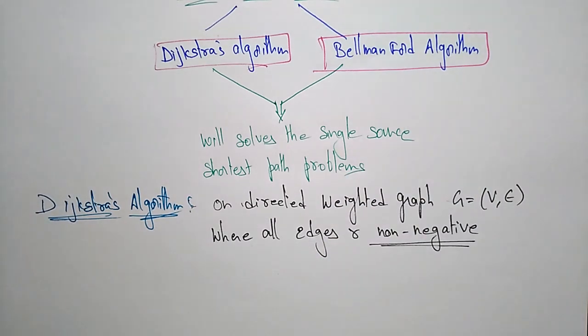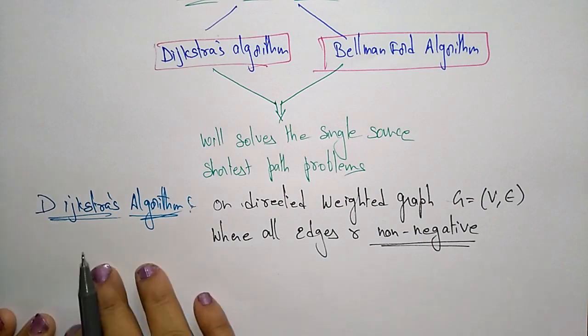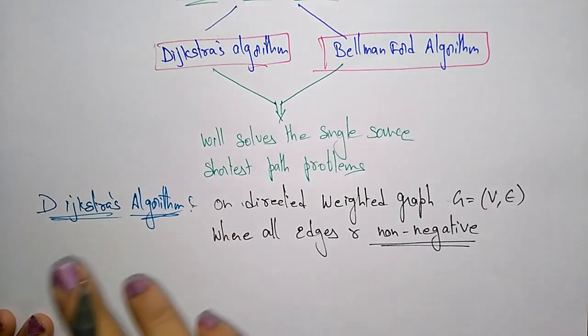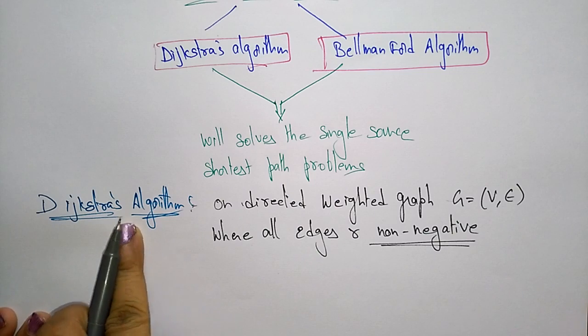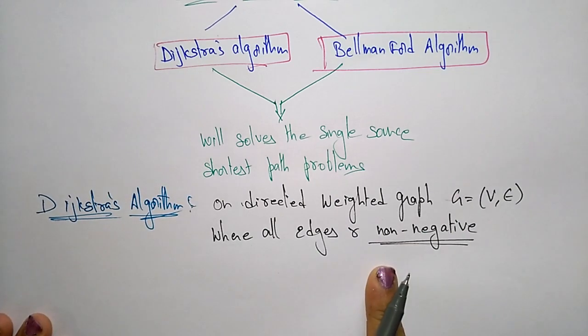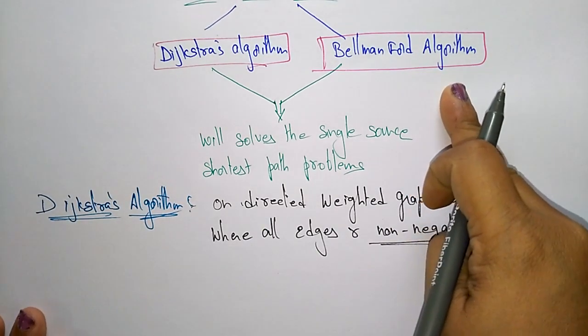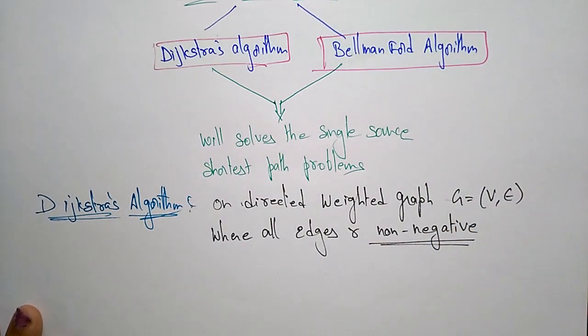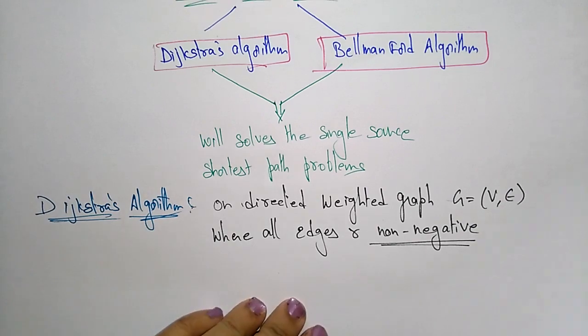Whereas in Bellman-Ford algorithm, you can include the negative edges also. The difference between these two is that Dijkstra algorithm has edges which are non-negative numbers, whereas Bellman-Ford algorithm can accept negative edges also. Now let us see the algorithm of Dijkstra.